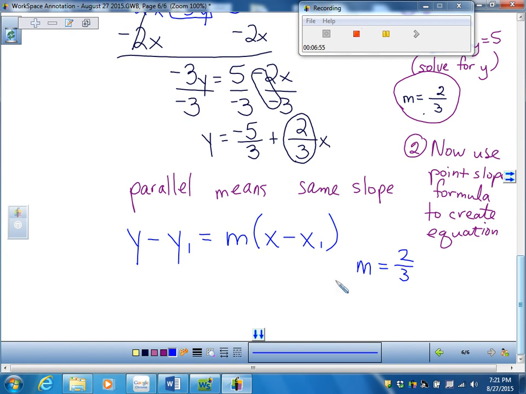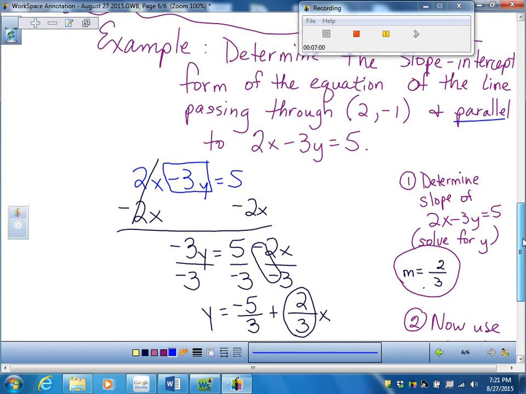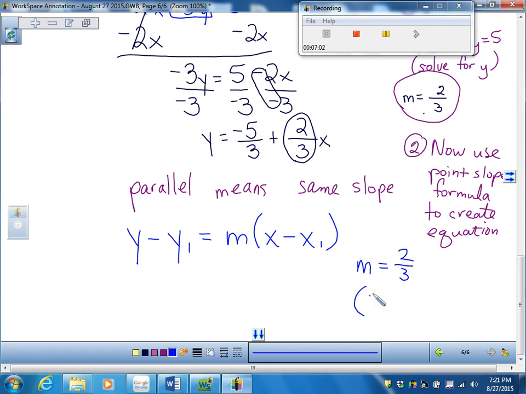I also know my point. My point was, come back up here to the top, 2, -1. So this is my x1 and my y1. So just like before, when I'm creating an equation, I want to label my values. I know my m, I know my x1, I know my y1, and remember we're going to go back and plug in those spots in the formula.